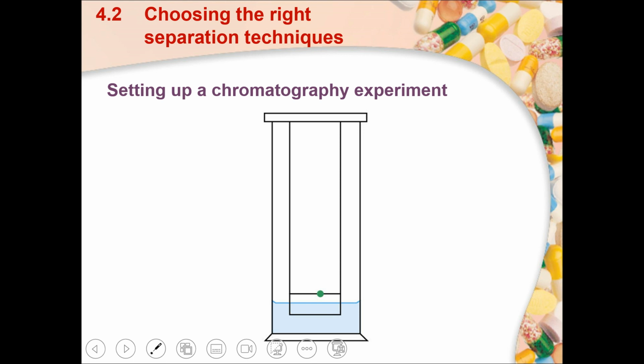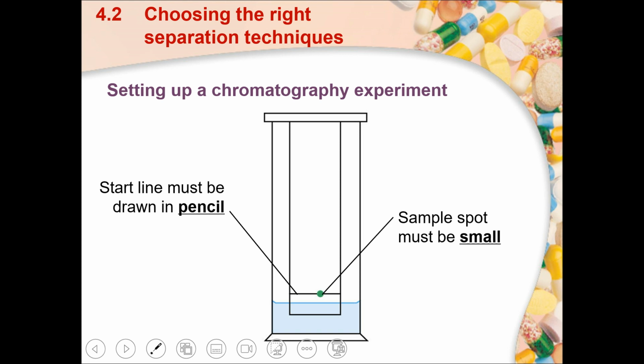So setting up a chromatography experiment, okay, your sample spot must be small. Why must it be small? Because if it's very big, it might smudge and our results will not be very precise or very accurate. The next thing is the start line must be drawn in pencil. Why can't we use a pen? Because just as we said before, if it is soluble, it will be carried by the water. Pencil lead is not soluble in many solvents. So if we draw it in pencil, it will remain there, and as it remains there, it will be able to tell us where our sample started from.